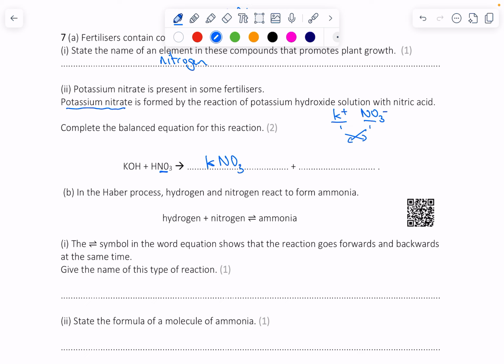Now we need to find this fourth chemical in this reaction, the second product in this reaction. This is an alkali and acid. So acid plus alkali makes a salt. This is neutralization, so we also get water. So water is going to be H2O, 1 mark for each of those two formulas.